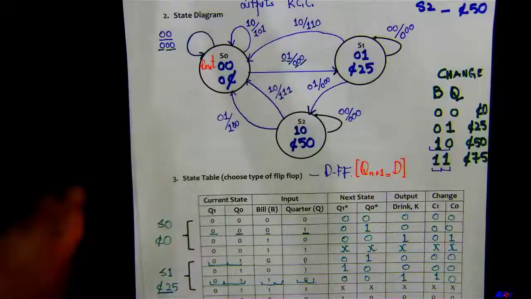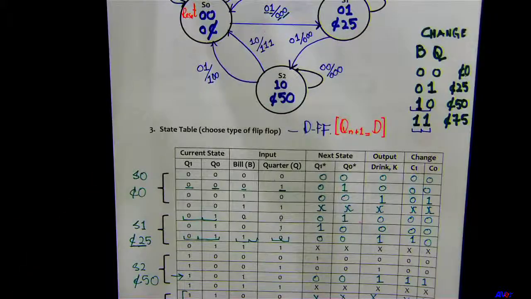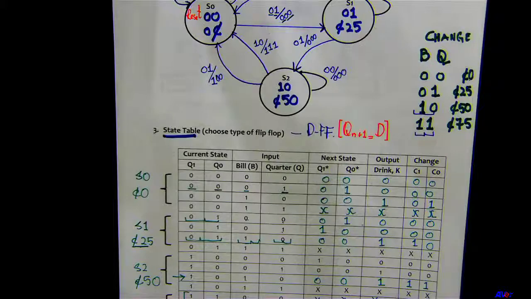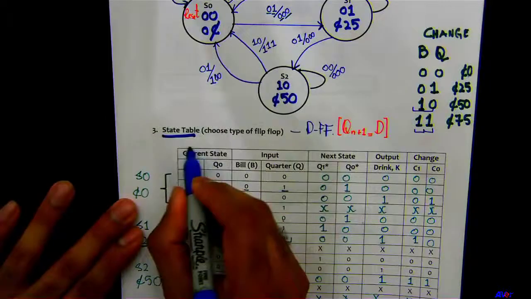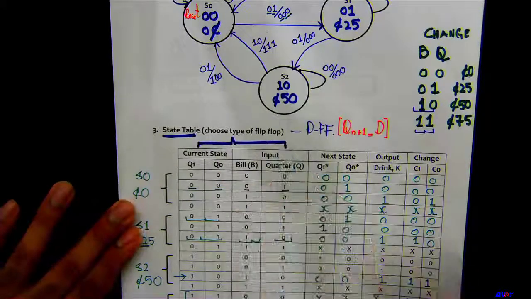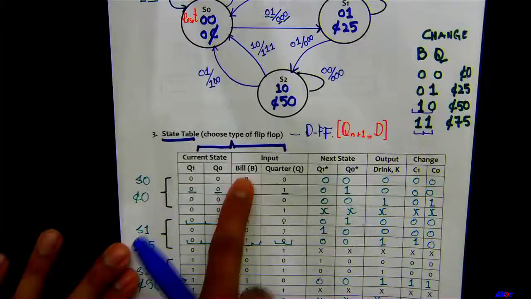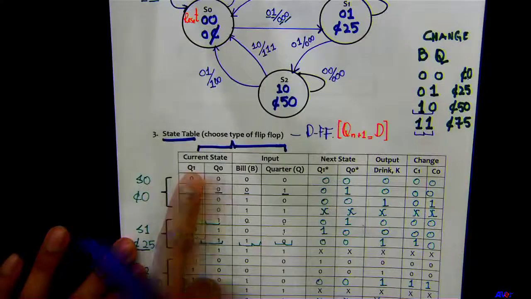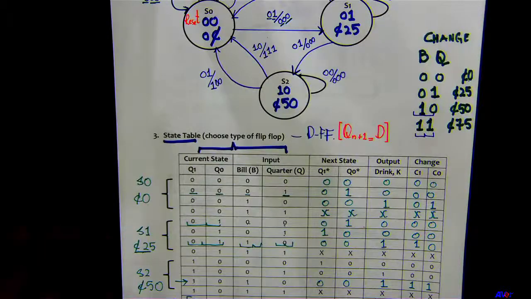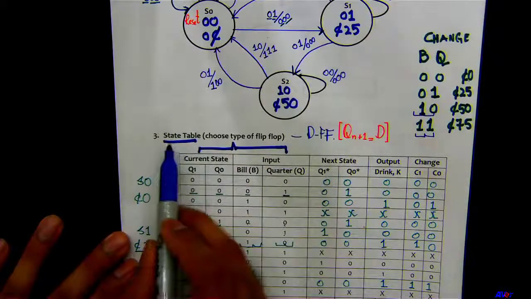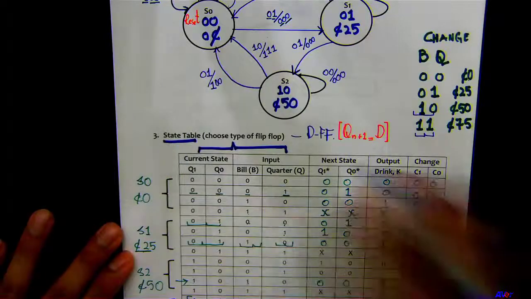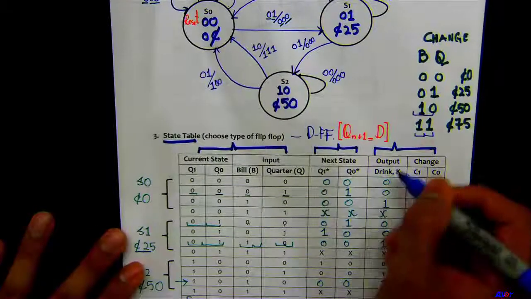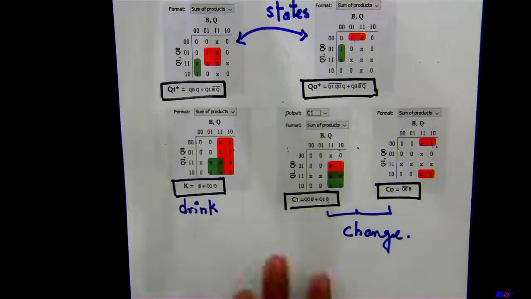One thing you should always remember, guys, I'm pretty sure Professor Bitar might have mentioned it. When you are doing a state table, you should always have your inputs and present states right next to each other. If you like, you can move your bill encoders over here also, and you can move your current state over here. That won't make any difference, as long as they are right next to each other. So your current state and inputs are always right next to each other in a state table, then you have the next state, followed by the outputs. In this case, we have two outputs: one for the drink and another for the change. Then we derived these expressions.